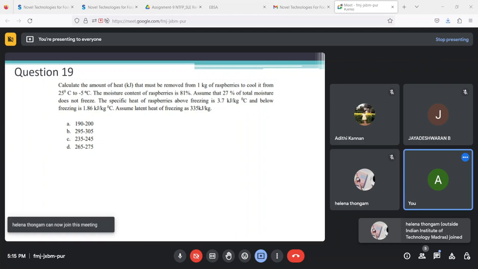The specific heat of the raspberries above the freezing point is 3.7 kilojoule per kg degree Celsius and below the freezing point is 1.86 kilojoules per kg degree Celsius. Assume the latent heat of freezing as 335 kilojoule per kg. So what is the total amount of heat required to cool down the 1 kg of raspberries is the question. So how do you proceed with this?